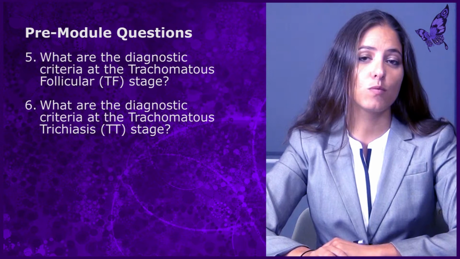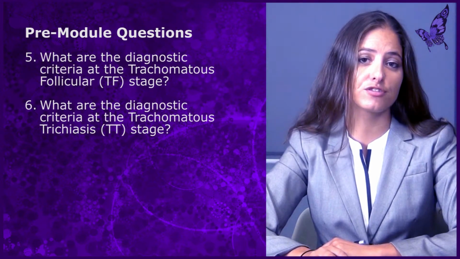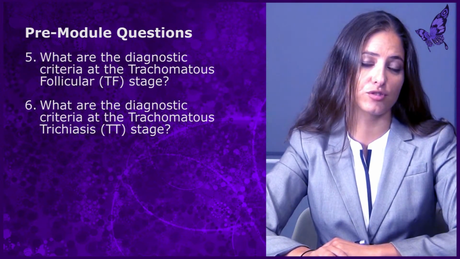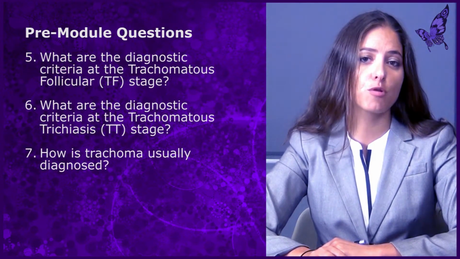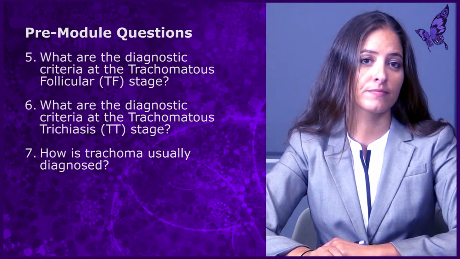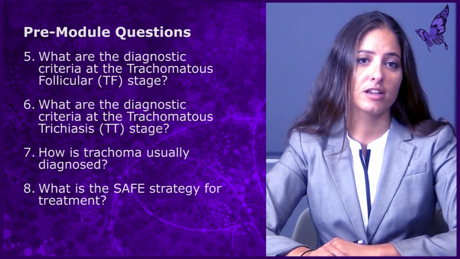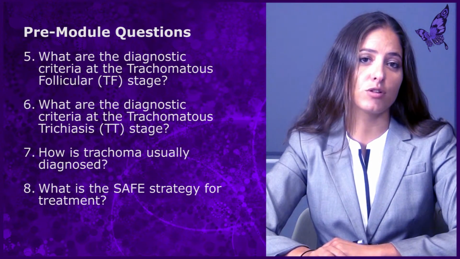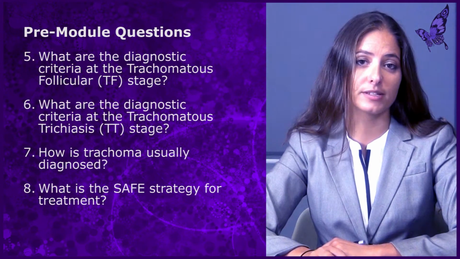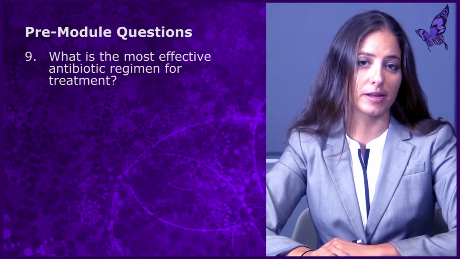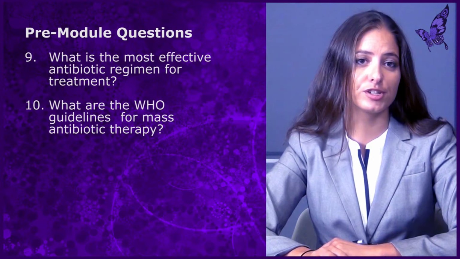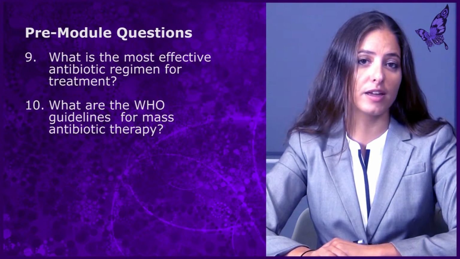Question number 6. What are the diagnostic criteria at the trachomatous trichiasis stage or TT stage? Question number 7. How is trachoma usually diagnosed? Question number 8. What is the SAFE strategy for treatment? Question number 9. What is the most effective antibiotic regimen for treatment? And finally, question number 10. What are the WHO guidelines for mass antibiotic therapy?